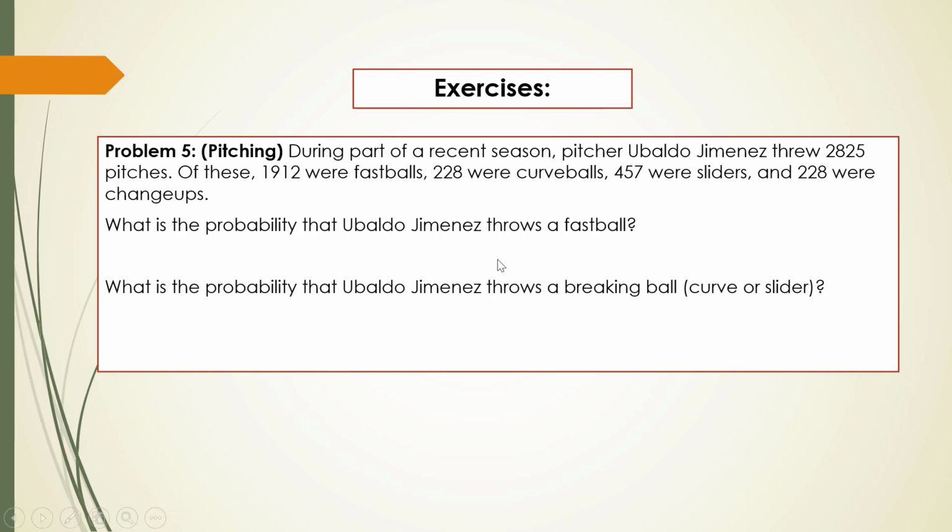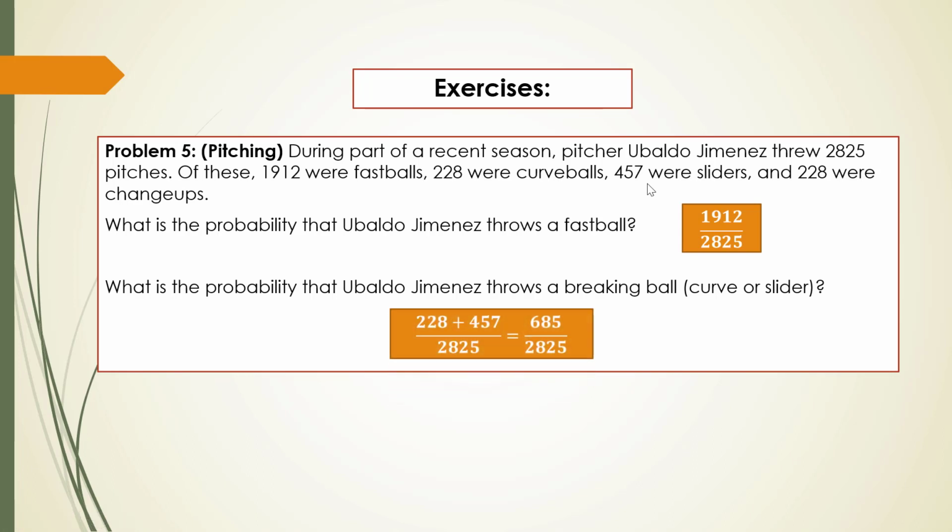So for the first question, we noticed there were 2,825 pitches in total. And we have 1,912 fastballs. So the probability of a fastball is 1,912 over 2,825. And the probability that Ubaldo Jimenez throws a breaking ball, either curve or slider, is 228 plus 457 over 2,825. And the answer is 685 over 2,825.